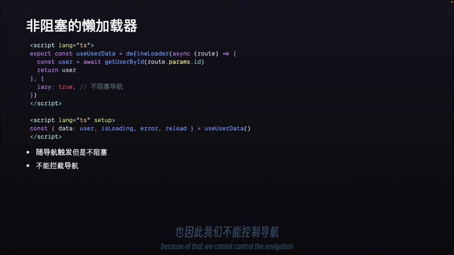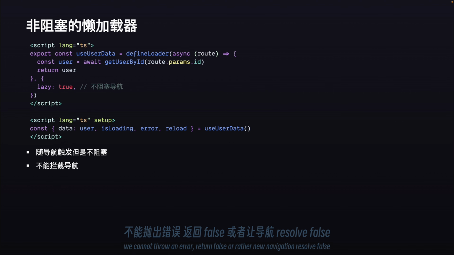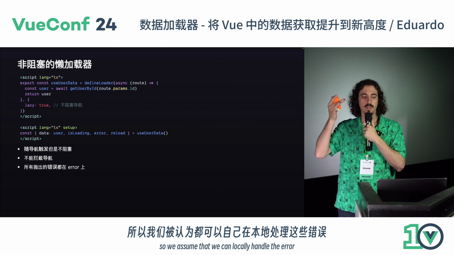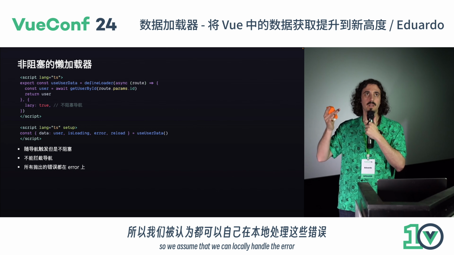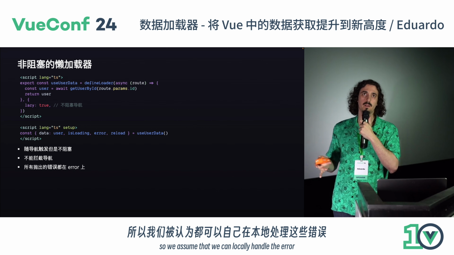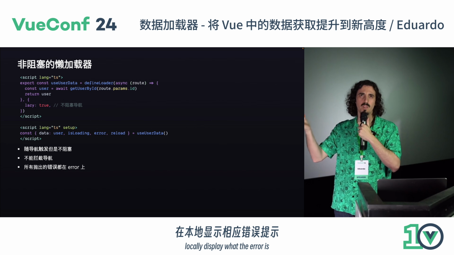Because of that, we cannot control the navigation. We cannot return a redirect. We cannot throw an error, or return false, or rather new NavigationResult(false). And also, any thrown error will automatically appear in error because we are not blocking the navigation. So we assume that we can locally handle the error, locally display what the error is.